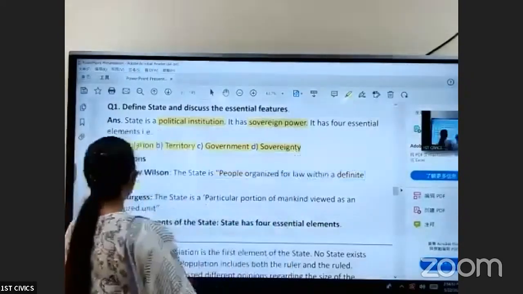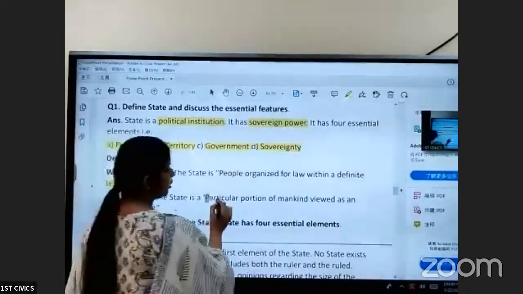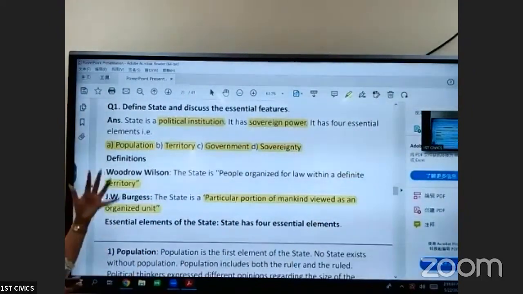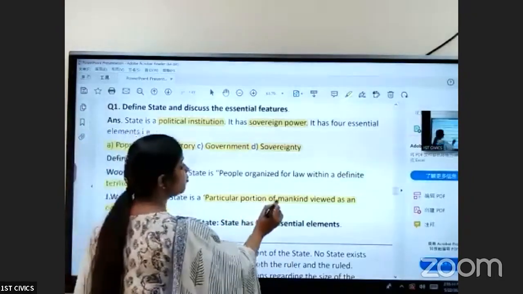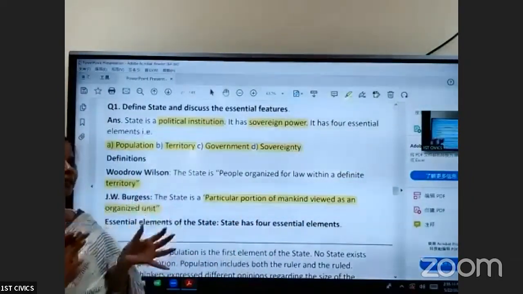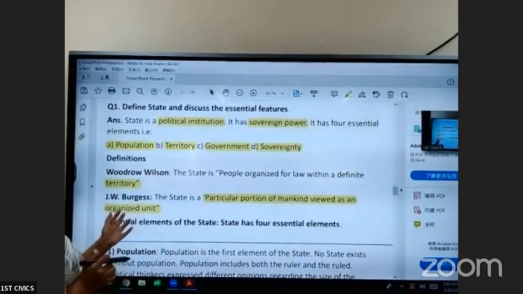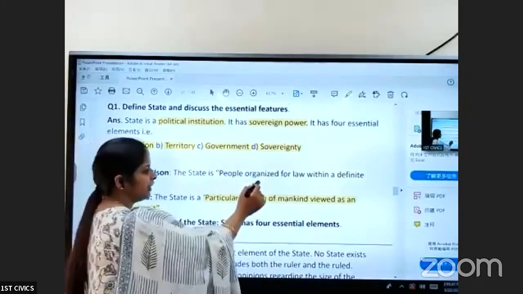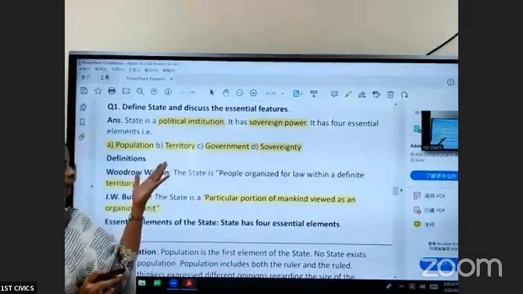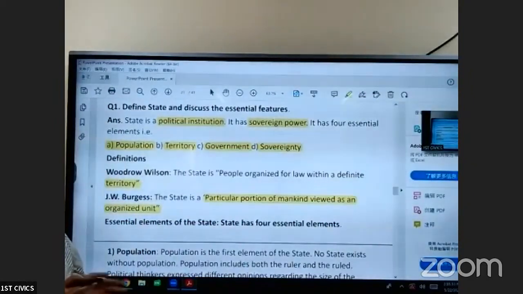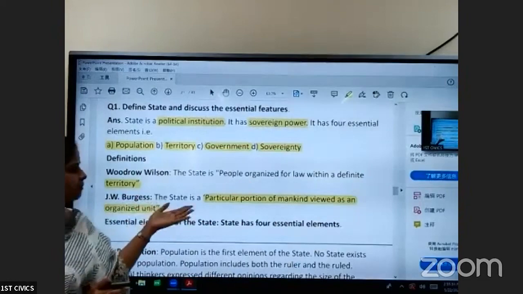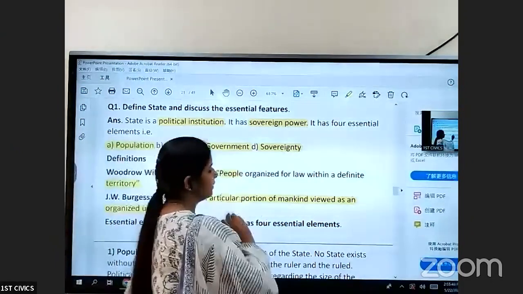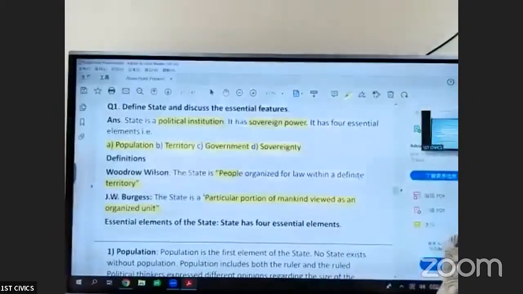According to J.W. Burgess, state is a particular portion of mankind viewed as an organized unit. If you see, the definitions are similar. Here also we are saying that it is a portion of mankind. That means people who are living in a particular geographical area are viewed as one organized unit. So what is state? It is nothing but people following laws living in a definite territory. If there are no people, then we cannot call it a state.